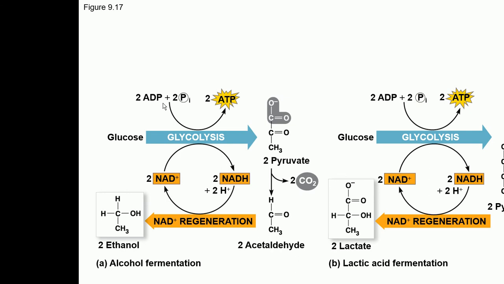So this NAD plus gets converted into NADH, and now let's see how this gets oxidized again. So glucose gets converted into pyruvate. Here 2 molecules of carbon dioxide are released. Pyruvate gets converted into acetaldehyde. Now this acetaldehyde accepts the electrons.